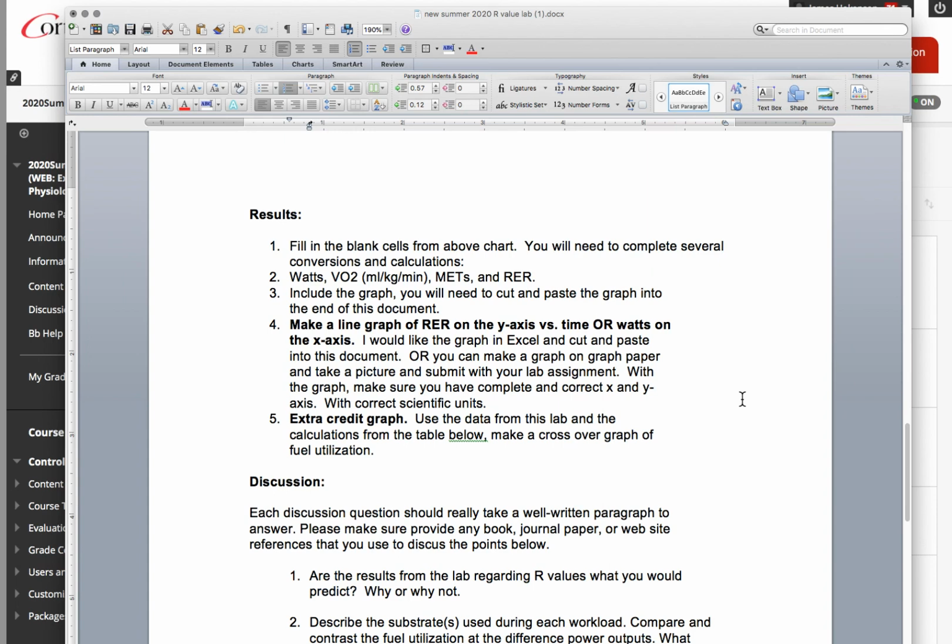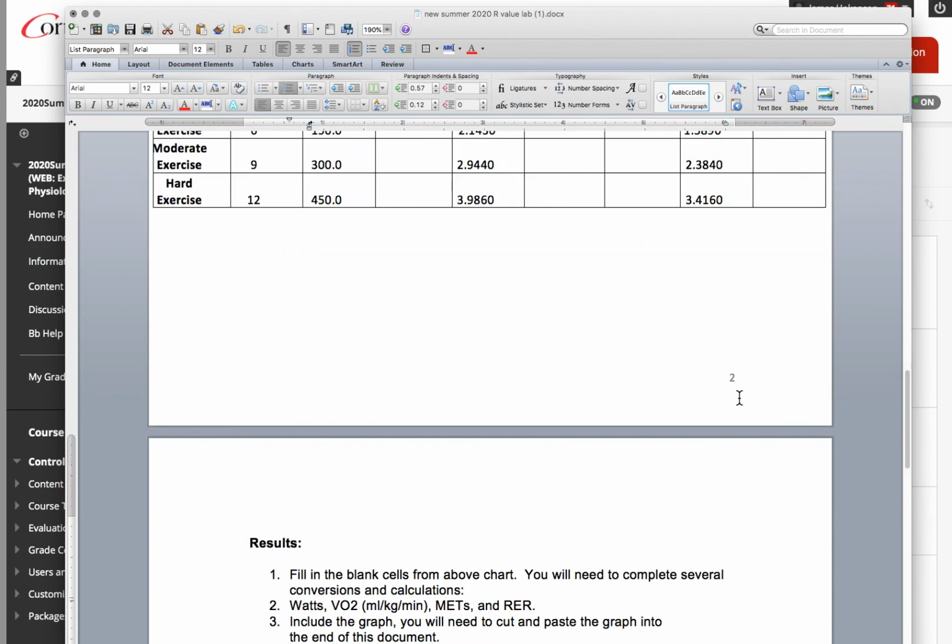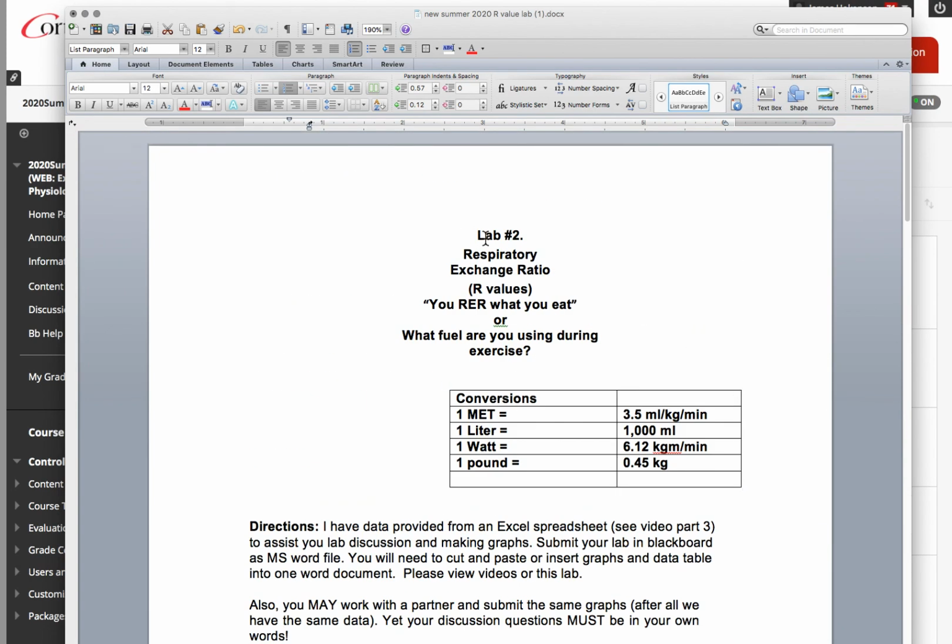And try to cut and paste everything into this one document, and then save this document, and then upload it into Blackboard as your lab assignment. So again, in conclusion, this was our second lab experience. And a nice little lab and a nice little way to look at fuel utilization during exercise and during exercise intensity.